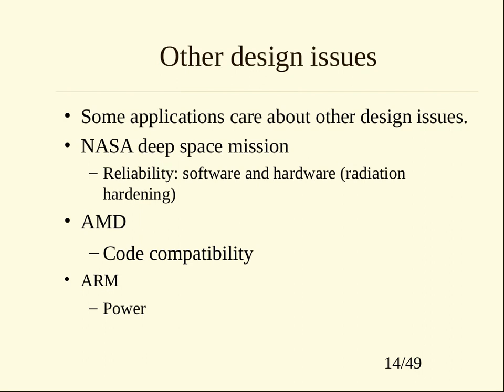All right, other things. We talked about power. For example, NASA, you'll have a deep space, so it's all about reliability. They'll actually do a lot of radiation hardening. So that's a different level of requirements for your hardware and software. AMD, they're not the authentic x86, so they're all about code compatibility, which they actually do pretty well. ARM is what a lot of our smartphones are running, so their concern there is power, which has actually become a very big topic nowadays.